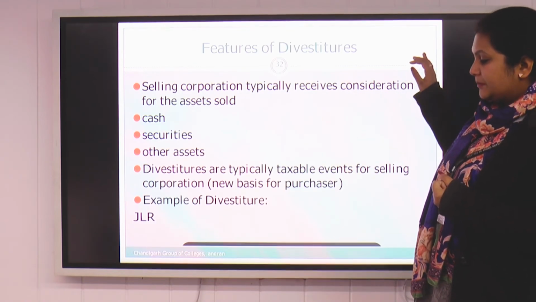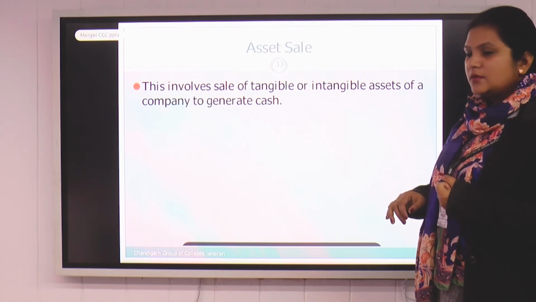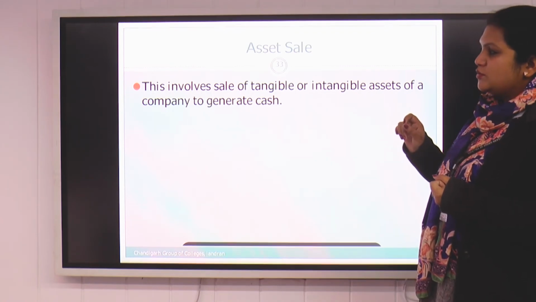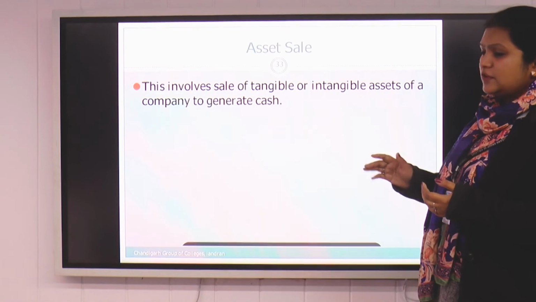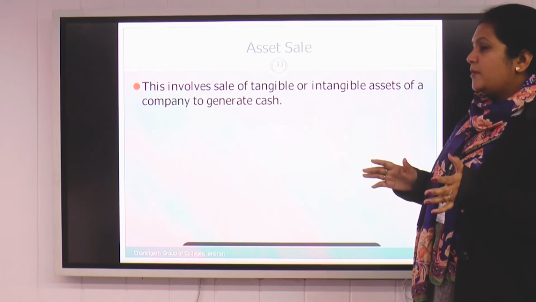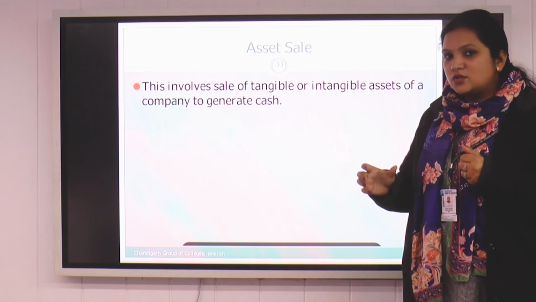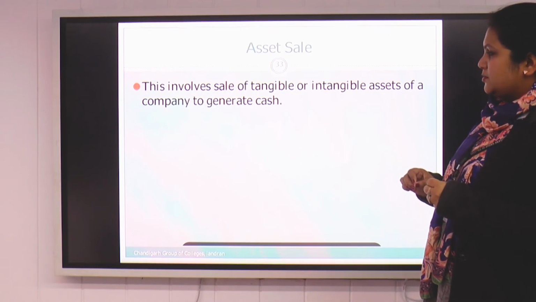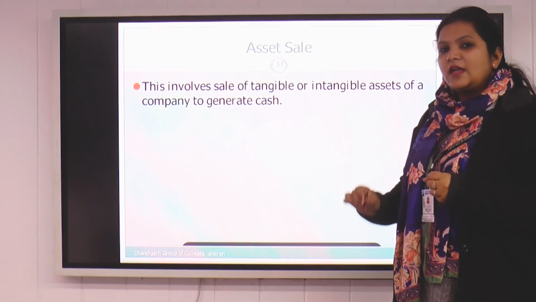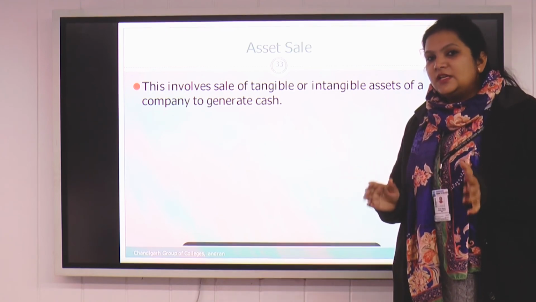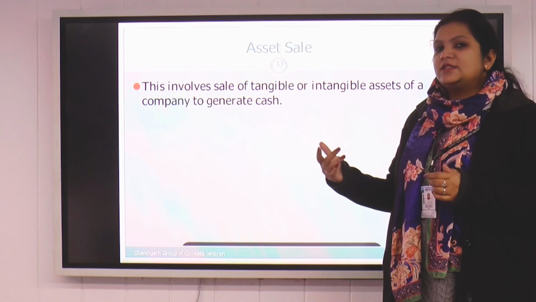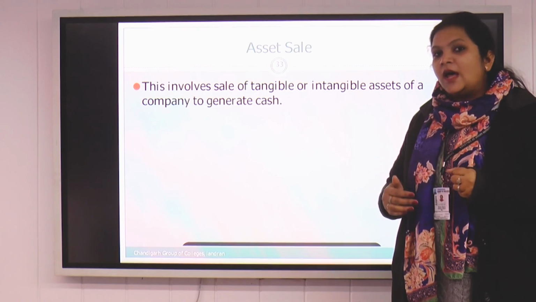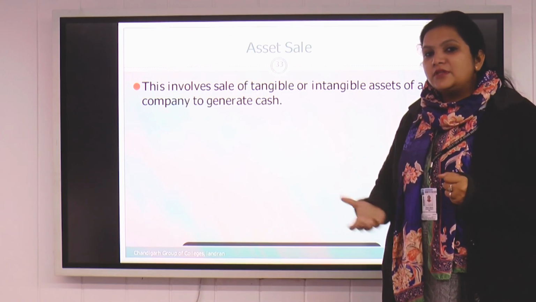For example, JLR. This involves the sale of tangible or intangible assets of a company to generate cash. This is asset sale. Now, the fifth and last terminology that we talk about in mergers and acquisitions is the contraction of a company. It is when you sell tangible or intangible assets of the company to generate cash. In exchange for cash, you sell any asset to anyone; that is called asset sale. So this was all about mergers and acquisitions. We talked about the expansion and the contraction terminologies of corporate restructuring.